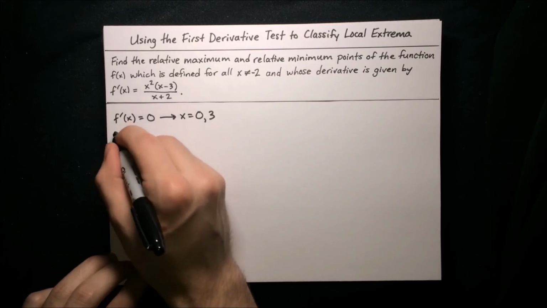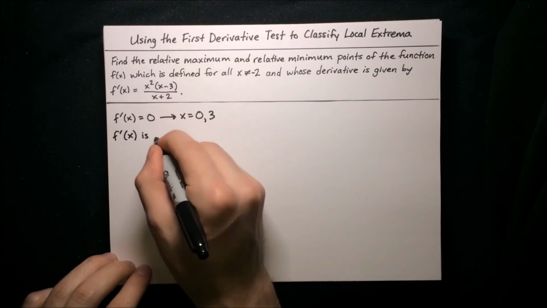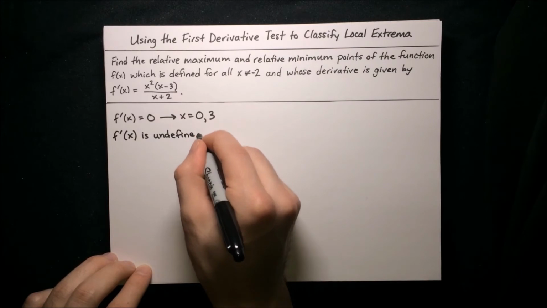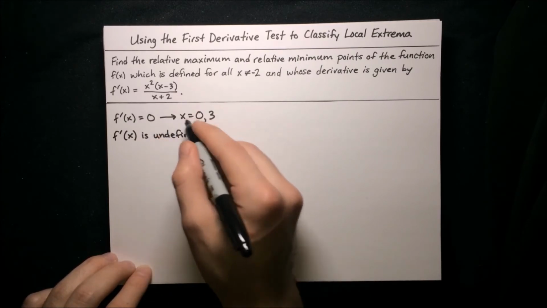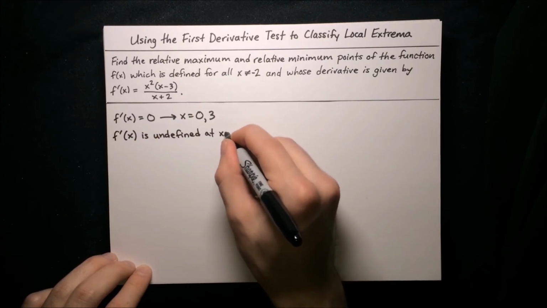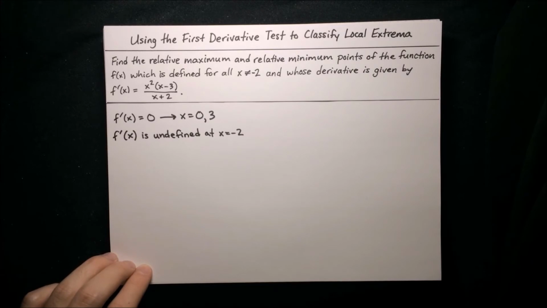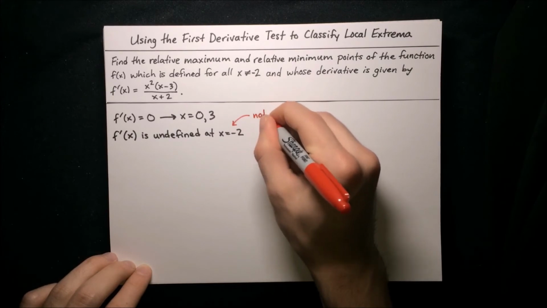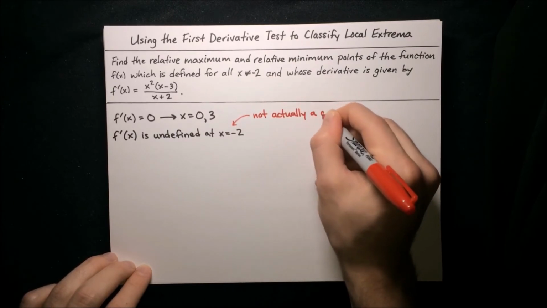But we can also get critical points from the derivative being undefined. And the derivative is undefined where the denominator is equal to 0. So the root of the denominator is x equals -2. Now, if you remember the precise definition of critical points, you'll realize that x equals -2 is not actually a critical point.